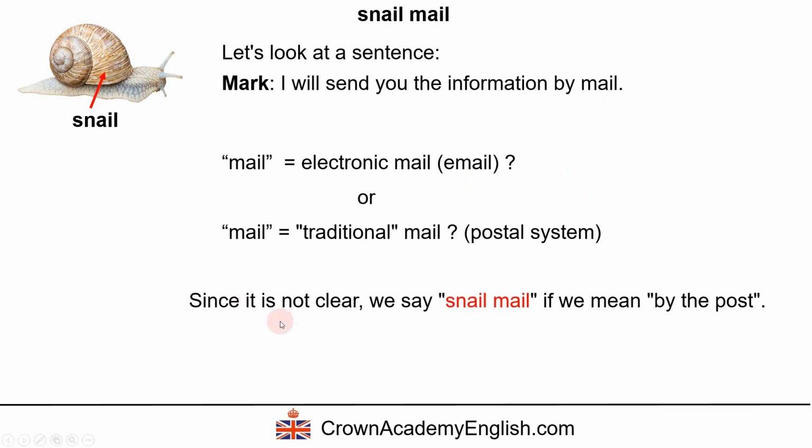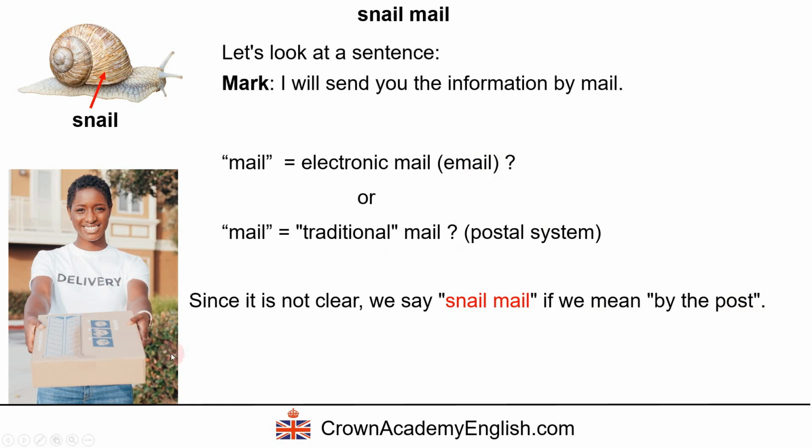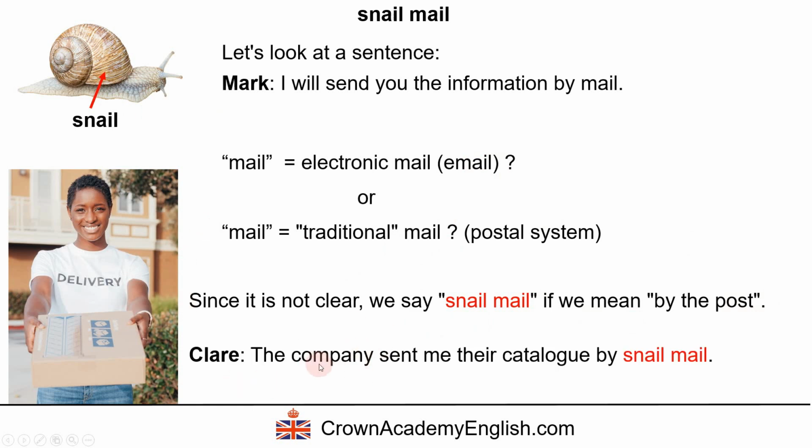So, since it is not clear, we say snail mail if we mean by the post. So if you want to say mail for the post, then in English we often say snail mail. And of course we say snail mail because the postal system is often very slow. It's slow compared to email. Email is fast and snail mail is slow. So we call it snail mail. So here is an example. Claire says, "The company sent me their catalogue by snail mail."